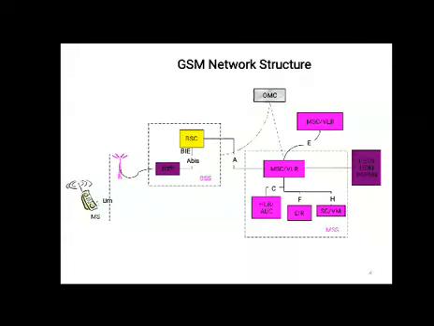This is a GSM network structure which consists of different parts. The main parts in GSM: BSS, MSC, HLR, VLR. These are the main parts in a GSM network architecture.